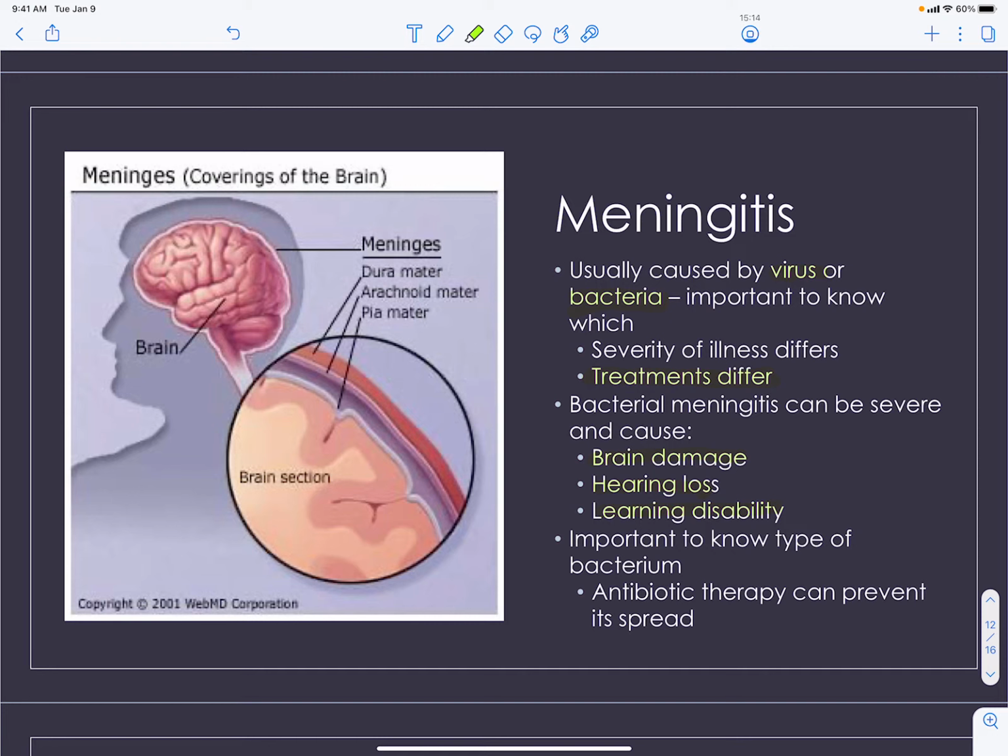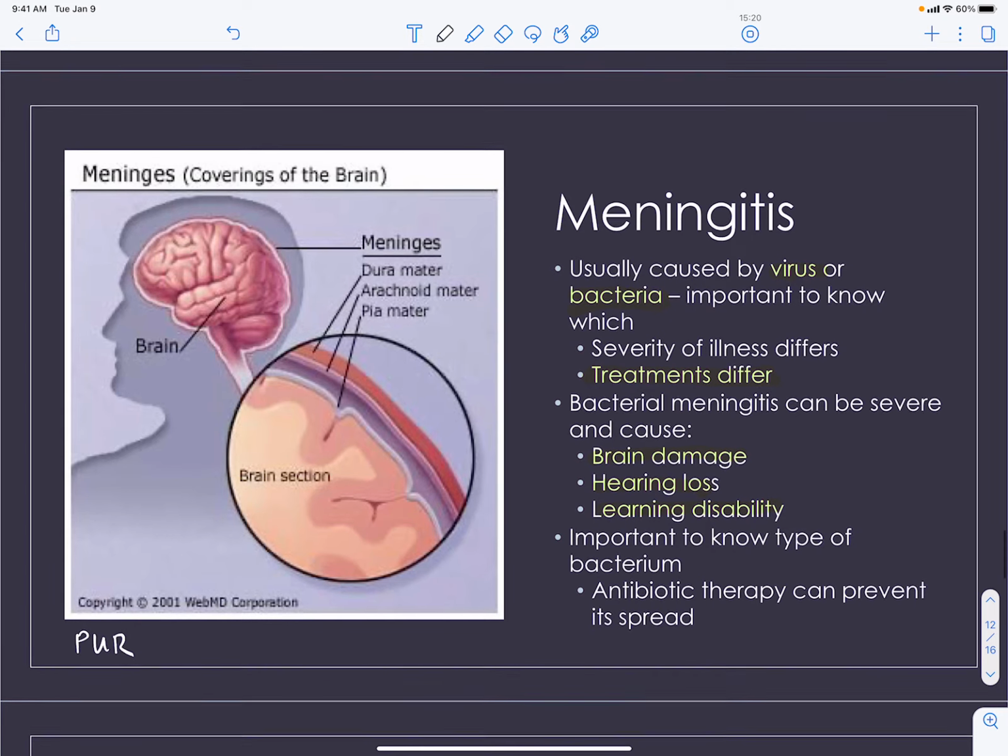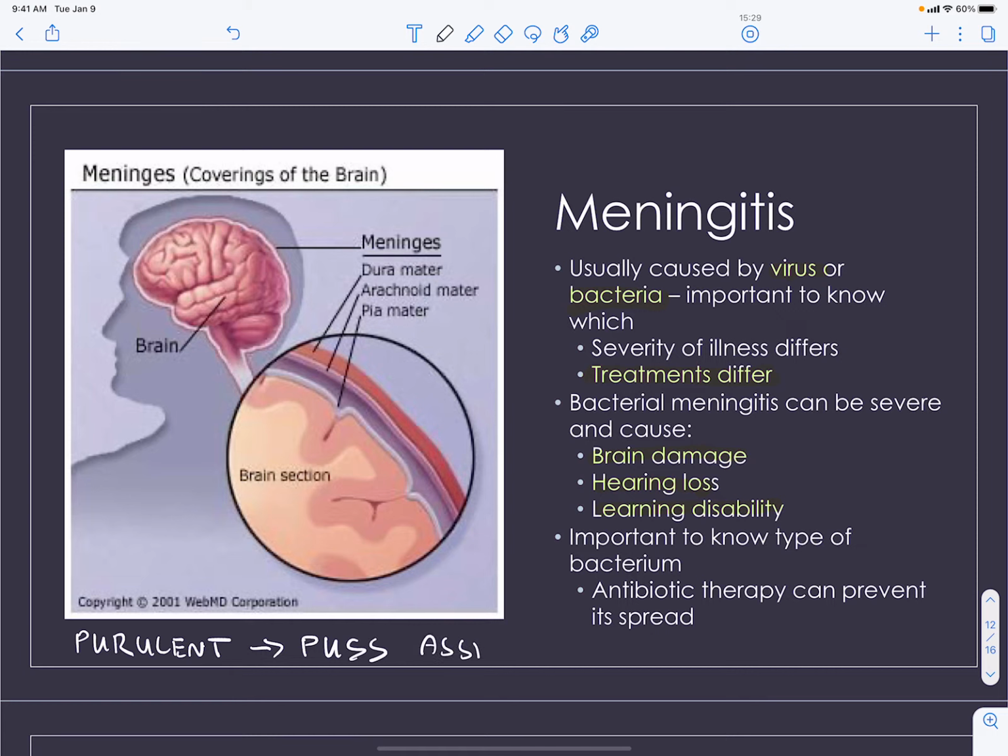Now, bacteria are also going to cause purulent meningitis. And purulent means, of course, pus. So this is associated with bacteria. And so this is also going to be characterized by fever, irritability, all those symptoms or signs that we just talked about as well.